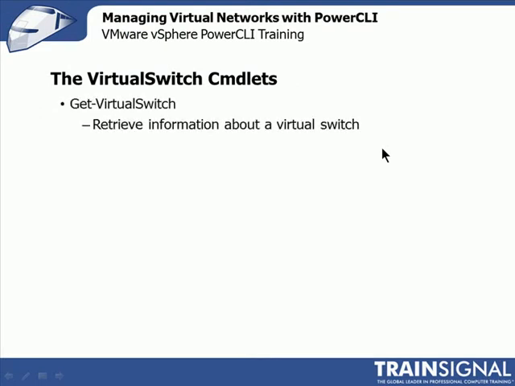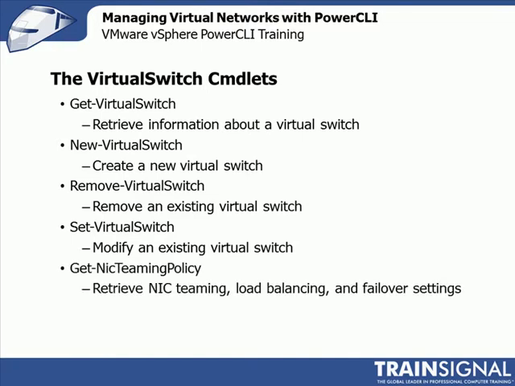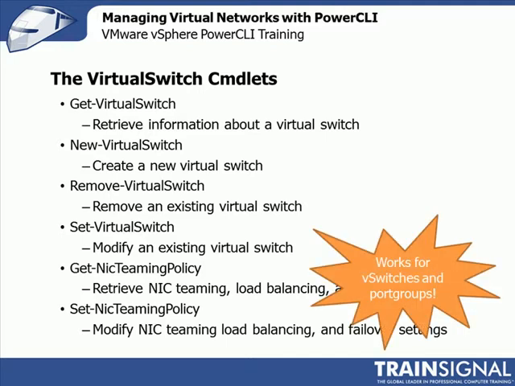Okay, the commandlets we're going to be talking about first off is Get-VirtualSwitch. This one allows you to retrieve information about a virtual switch, and we've got the normal set of helpers such as New-VirtualSwitch to create a new virtual switch, Remove, and Set. That is used to modify an existing virtual switch. In addition, I've got two special helpers here, Get-NicTeamingPolicy and Set-NicTeamingPolicy. These are used to retrieve or modify the NIC teaming, load balancing, and failover settings for a switch and for port group. So these same two commandlets, Get and Set NicTeamingPolicy, work for vSwitches or port groups.